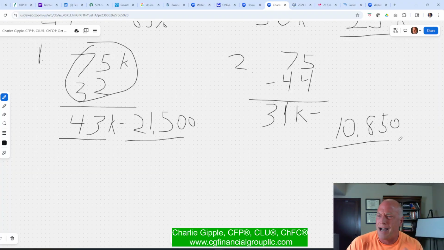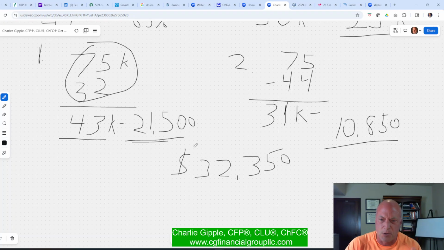But $10,850 plus $21,500, let's call it the real deal, which is $32,350. That's how much of their Social Security is taxable. So that answers our question. That's the main meat of this presentation. $32,350 is what is taxable when it comes to Social Security.